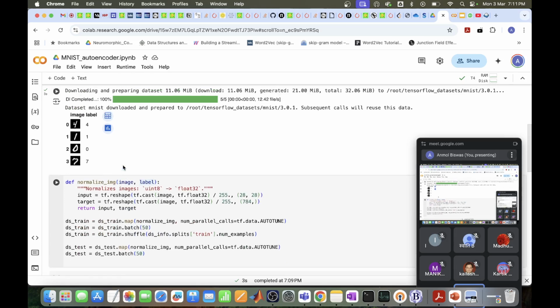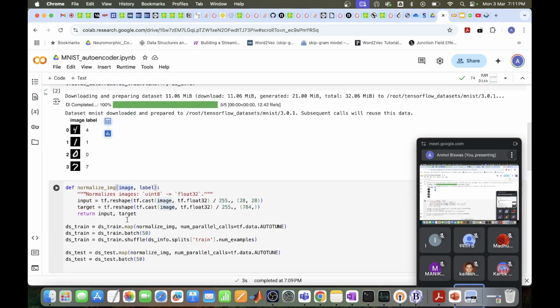The image present in this dataset is an 8-bit unsigned integer image, so it goes from 0 to 255. What we are going to do here is compress that to the range of 0 to 1, which is why we first cast it as a floating point and then divide it by 255. So now the output lies in the range of 0 to 1.